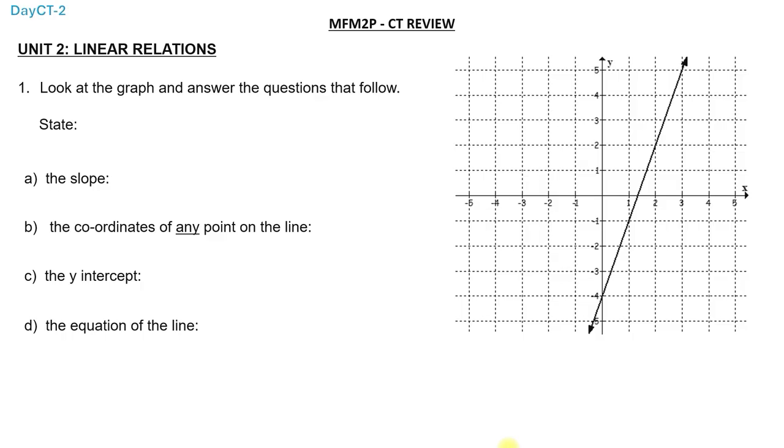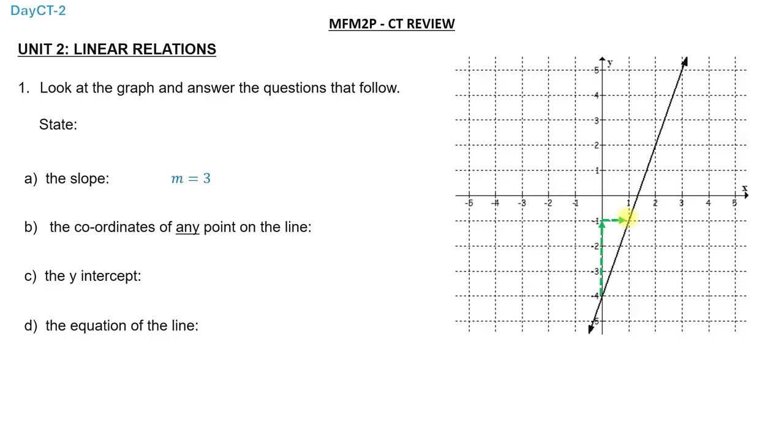Question 1 says, look at the graph and answer the following questions. Part A is asking, what is the slope? Well, we can look at the graph, and often a good spot to start is the y-intercept. So let's start from here, and let's count up the number of spaces in the rise and the number of spaces in the run until we reach a nice even point. So this is 3 over 1. So that'll give us a slope of 3.